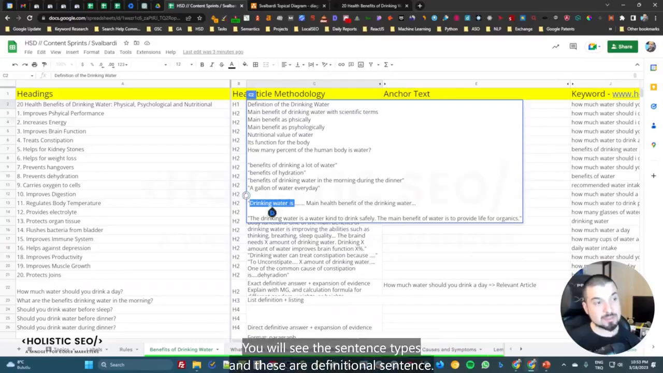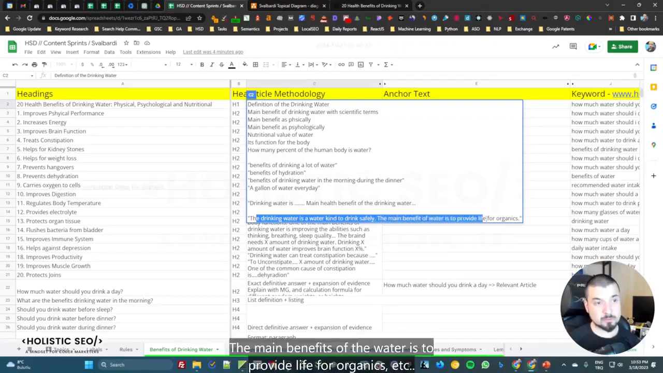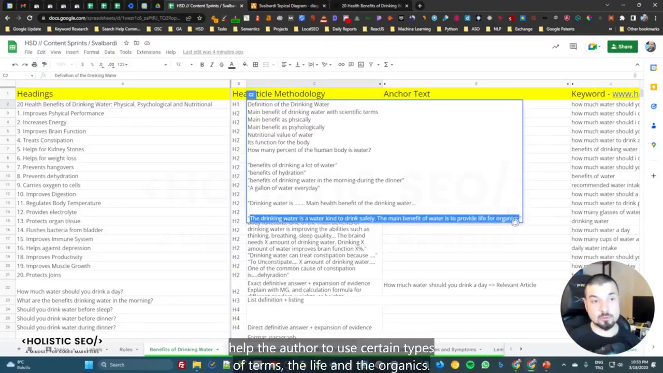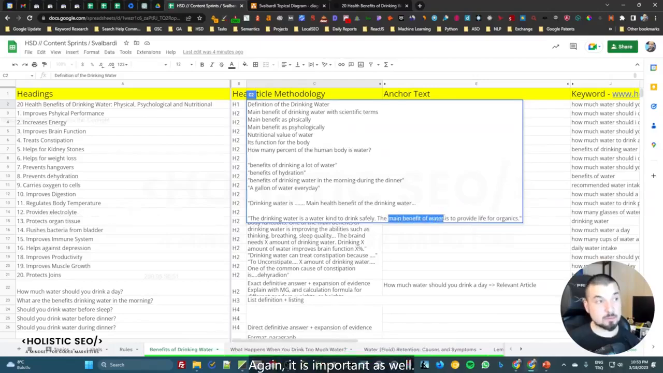In the future, you will see the sentence types, and this is a definitional sentence. The section at the left of the "is" is the thing that we are defining. Then "drinking water is a water kind to drink safely," etc. "The main benefit of water is to provide life for organics," etc. So basically, these are some sample sentences, and we are trying to help the author use certain types of terms. The life and the organics are important. The predicate "provide" is also important, and "main benefit of water" is important as well.